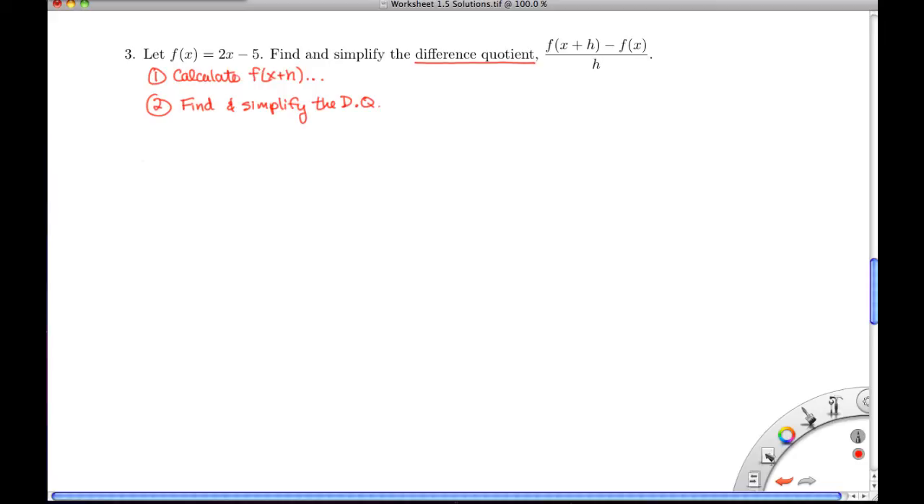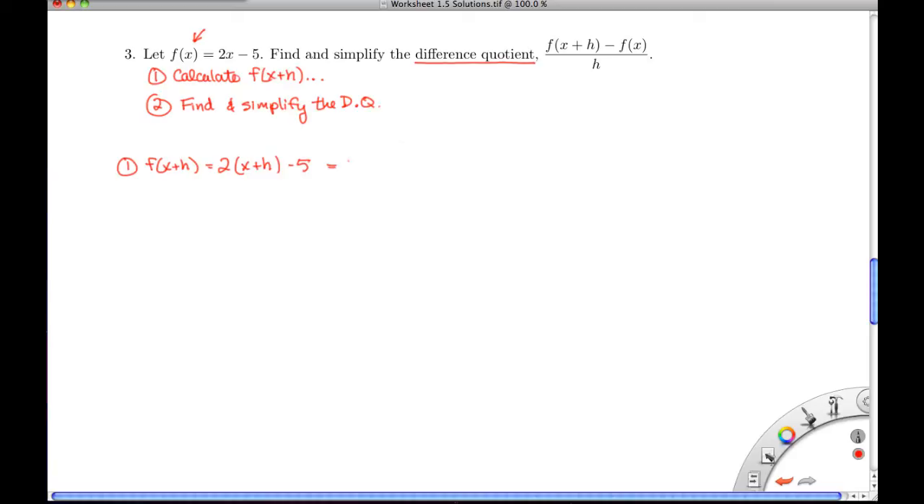So step 1, we'll find f of x plus h. We've got f of x right here, so all we need to do is now evaluate it at x plus h. So this would be 2, and in place of the x, we put an x plus h, and then we subtract 5. Let's go ahead and take this through.